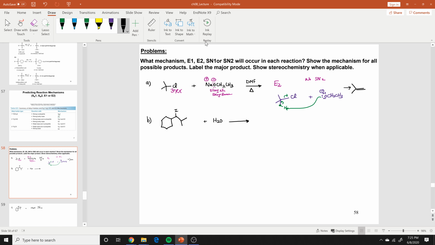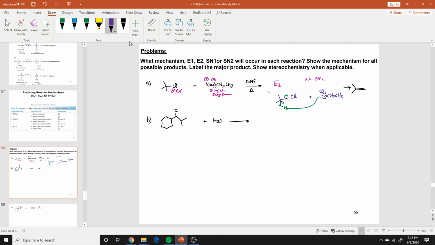Now notice whenever I have heat, then my product is going to go towards elimination, and this is always the case. If I don't have heat, then I have to write down all of the products, the substitution and the elimination, and normally the major product will be the substitution product and not the elimination product, but you have to list all your products though.